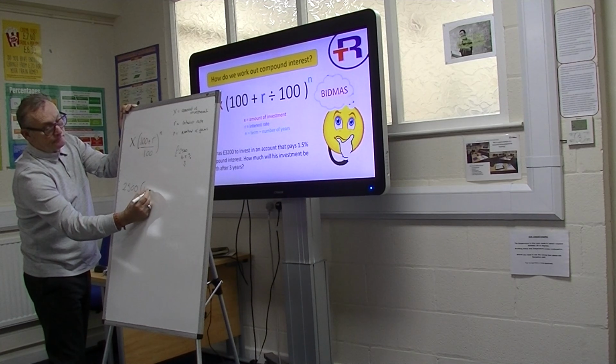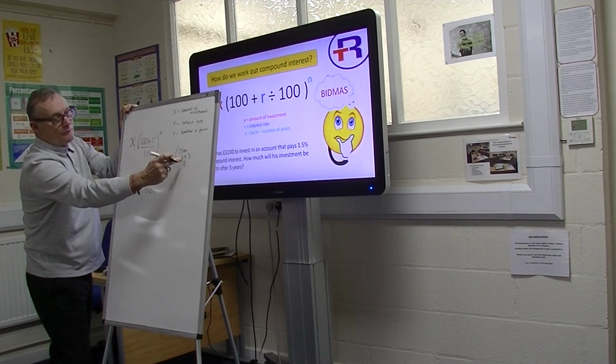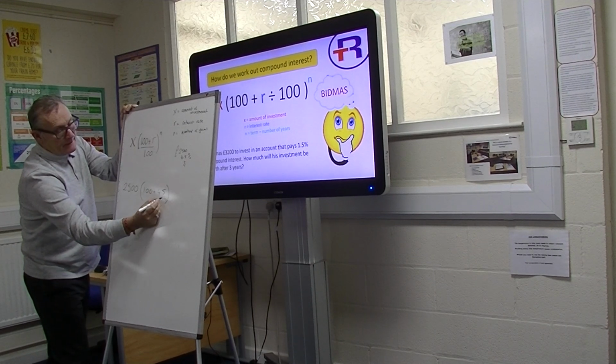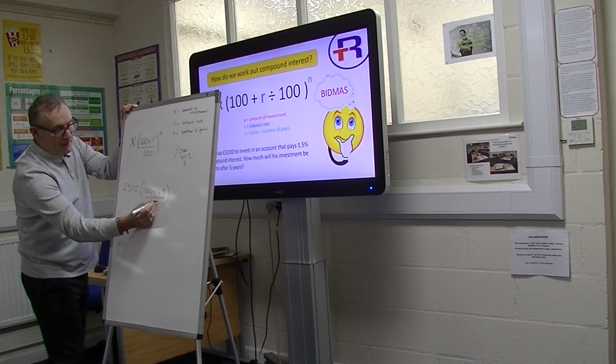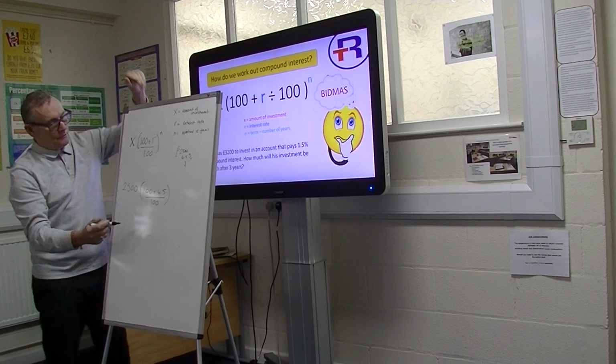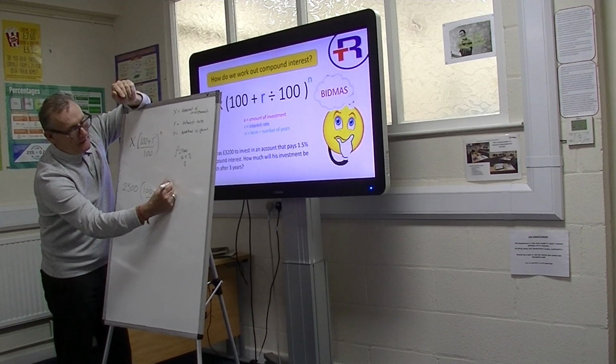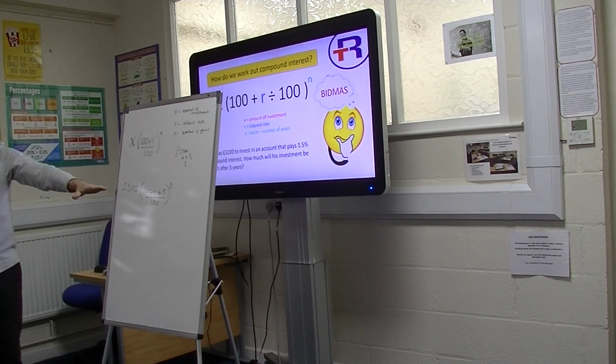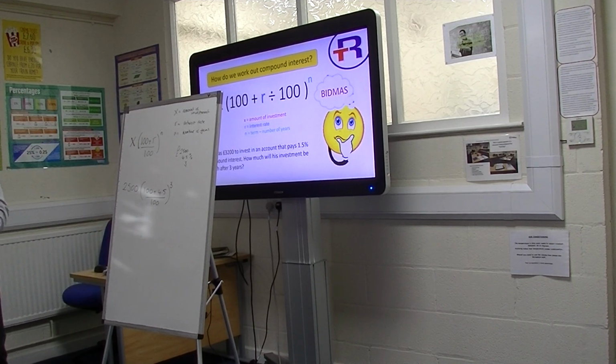100 plus R 4.5 divided by 100. You could see I've put it in a bracket there. Well, it's in a bracket on the screen anyway. And the N is 3 years. That's just a BIDMAS question now.